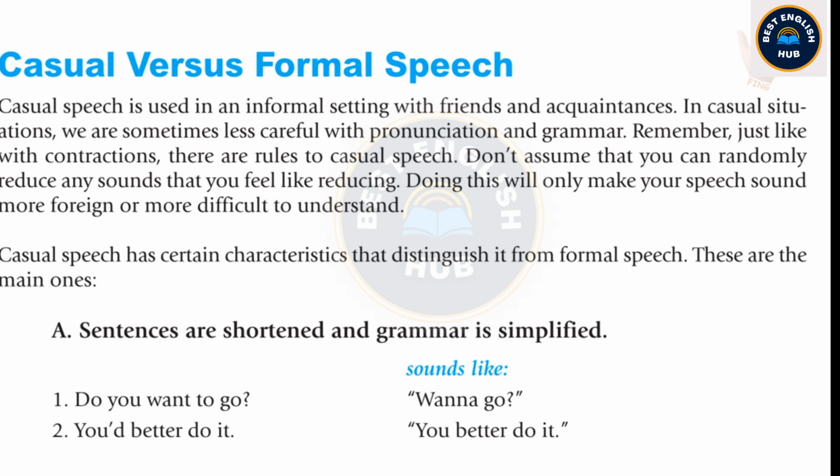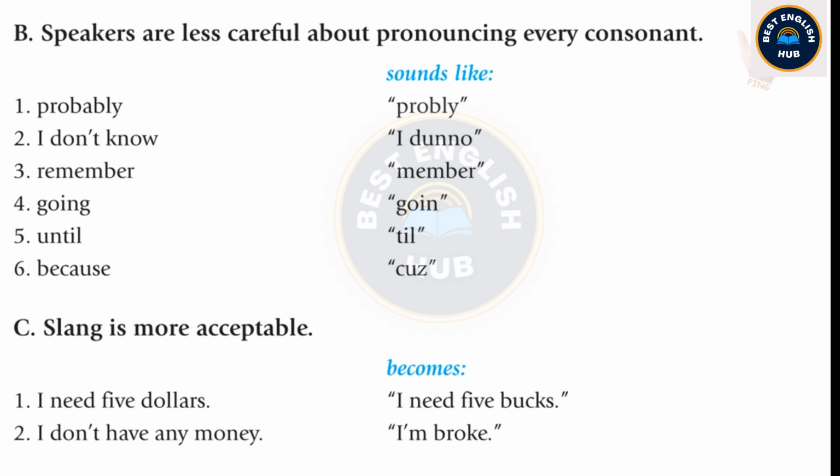Characteristics of casual speech. Sentences are shorter and the grammar is simplified. For example, "Do you want to go?" sounds like "Want to go?" "You had better do it" sounds like "You better do it." Also, in casual speech, speakers are less careful about pronouncing every consonant. For example, "probably" sounds like "probly." "I don't know" sounds like "I dunno." "Remember" sounds like "'member." "Going" sounds like "goin'." "Until" sounds like "'til."